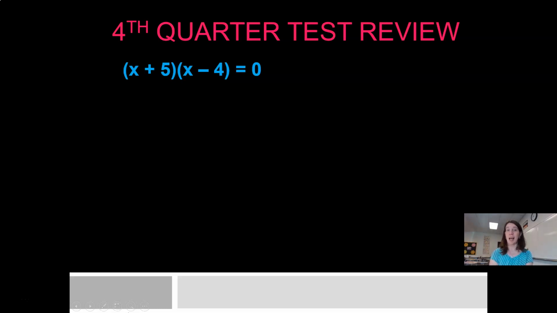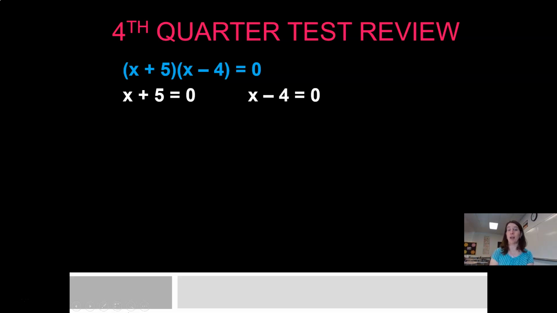Well, this is a question we talked about not too long ago, dealing with our zero product property. What we have here in this question is a multiplication question that's equal to 0. Well, what had to be true if you multiplied and got 0 as your final answer? One of those pieces had to be equal to 0.